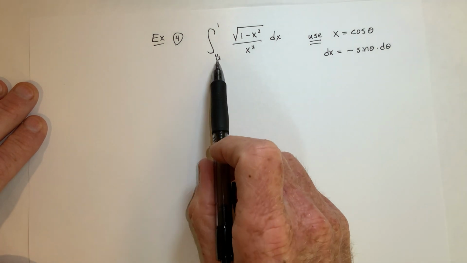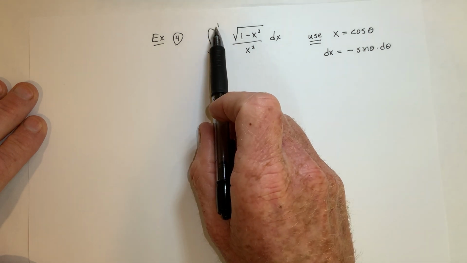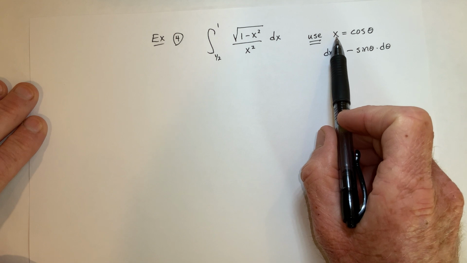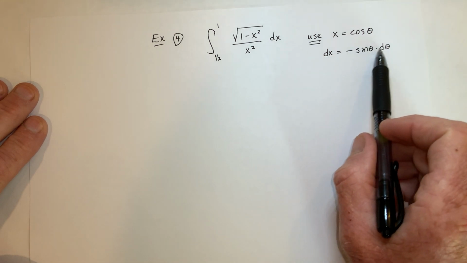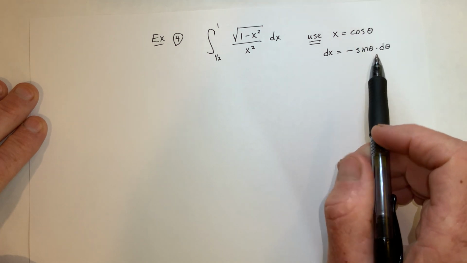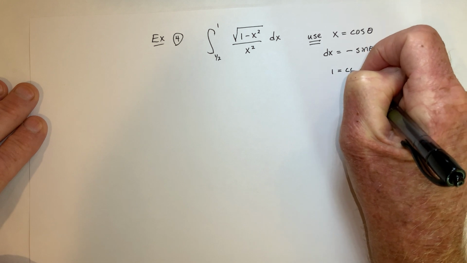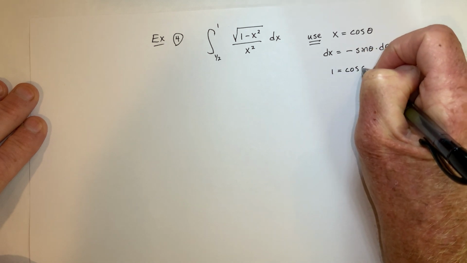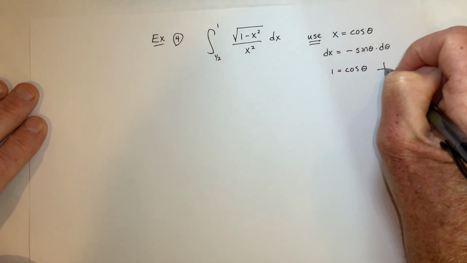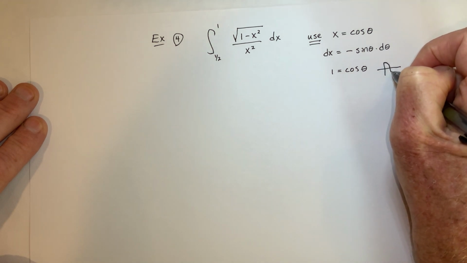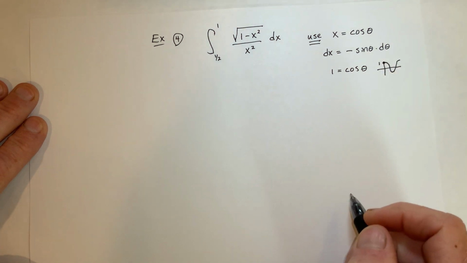Now the other thing is the limits are going to change because this is what x equals and this is what x equals. So I should plug that in right here and then find out what does theta equal, because I'm going to change this problem into a problem with thetas instead of with x's. So if x equals 1, you would say, when does cosine equal 1? Well, the cosine graph goes like this. And so cosine equals 1 when theta equals 0.